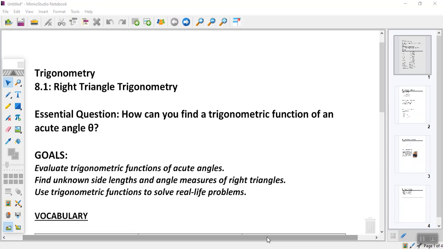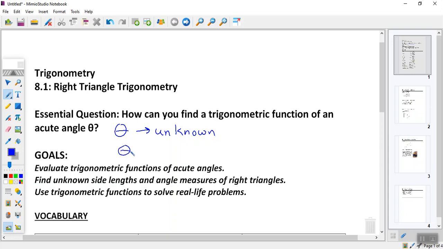But the question today is this: how can you find a trigonometric function of an acute angle? This symbol is theta right here. Anytime you see theta, this is a Greek letter theta. Theta is going to be used a lot in trig. It's an unknown. You're usually used to putting X down for unknowns. When we're talking about angles, they're not going to use x most times. They're going to use theta. So theta is like an x for us when we look at this stuff today.